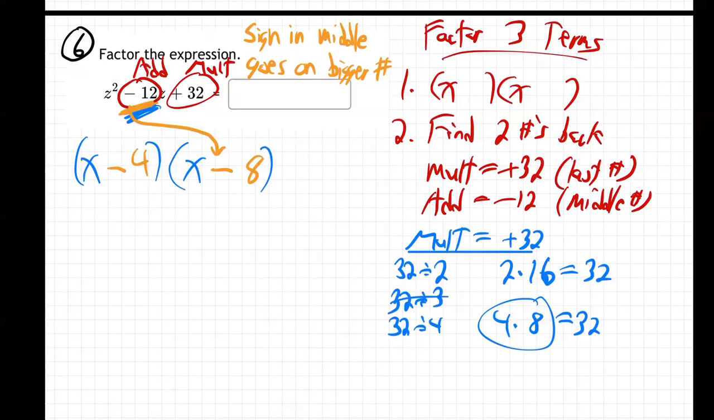Now, you can check it for fun. We're really done here. At this point, we're done. That's the right answer. It is x minus 4, x minus 8. And you can put them in either order. You can have the 8 first and the 4. It doesn't matter at all.